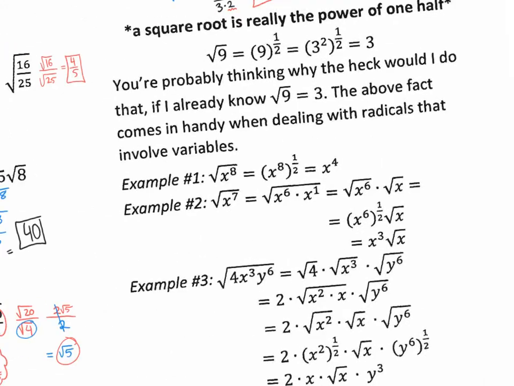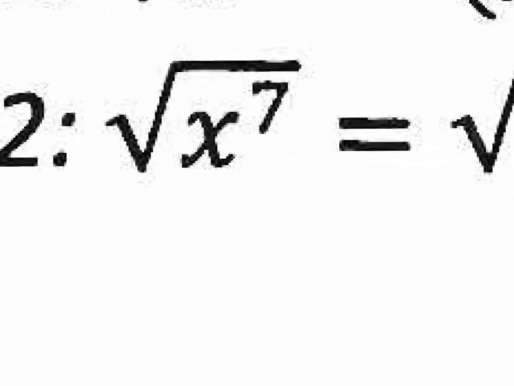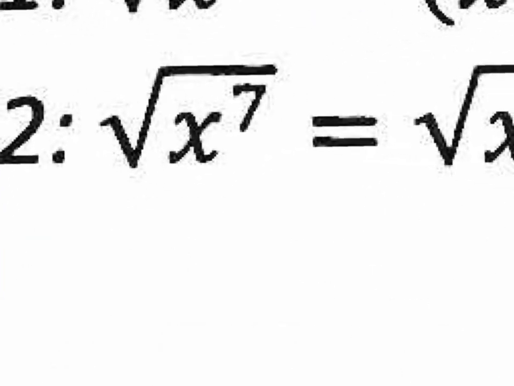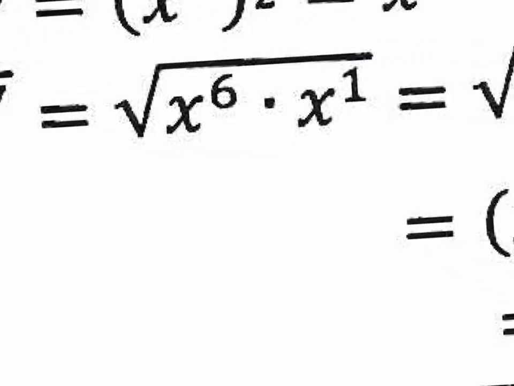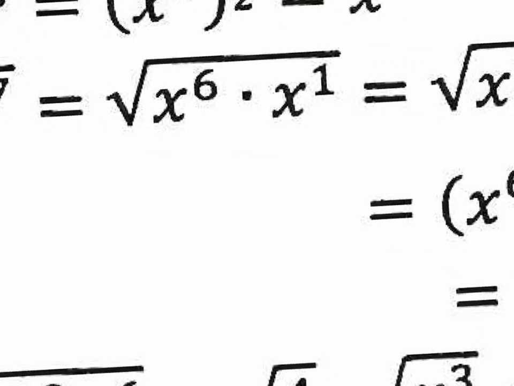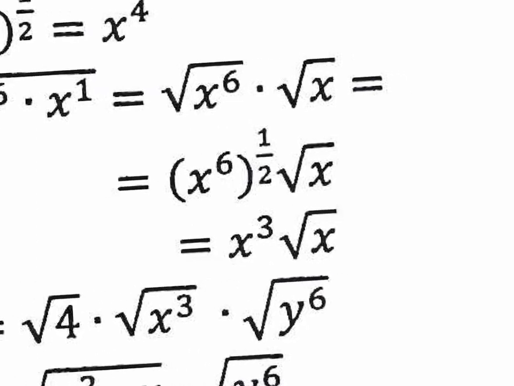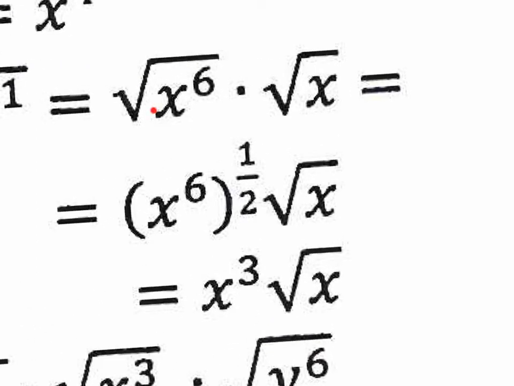Let's go back over here and look at the example. Example 2, we have the square root of x to the 7th. Now, if it were the square root of x to the 8th, the answer would be x to the 4th. Nice and easy. But it's x to the 7th, so you're going to have to rewrite that as x to the 6th times x to the 1. That way, when you split them, you can do the square root of x to the 6th. That becomes x to the 6th to the 1/2, which is really just half of 6, so x to the 3rd. And the square root of x just comes down. So there's your answer: x to the 3rd times the square root of x.